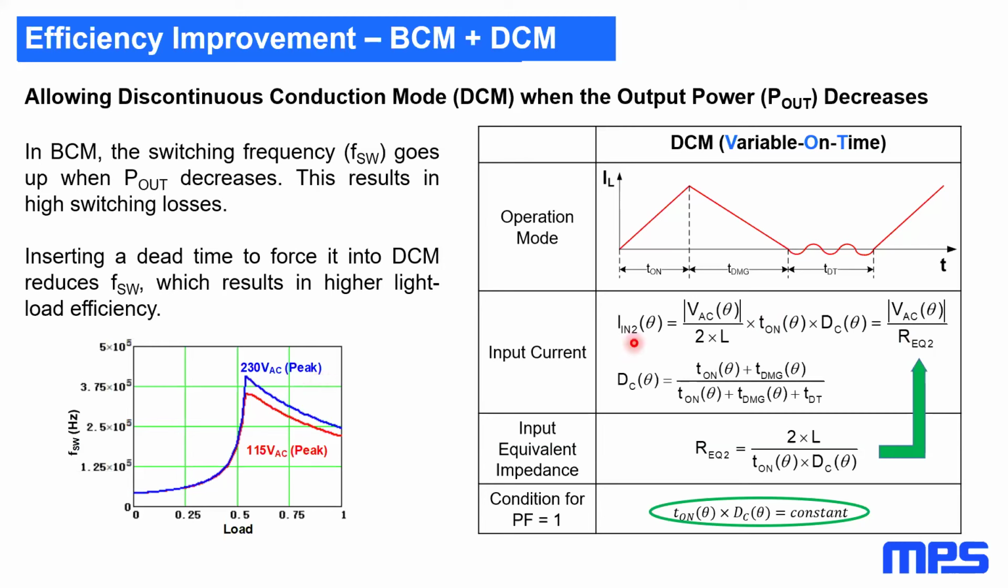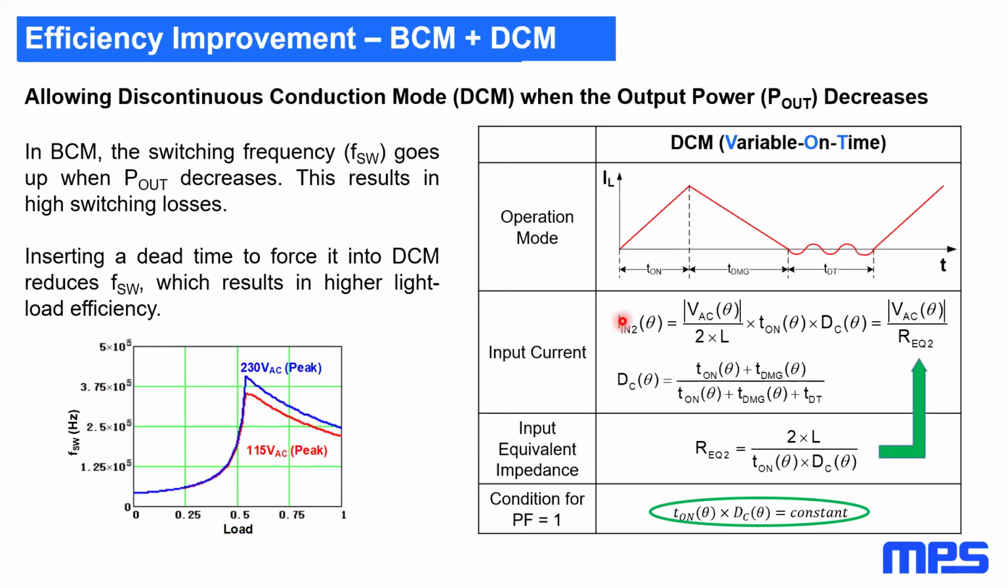But if, again, we look at some equations here of this constant on time boost control. So now we're adding some dead time before the next conduction time. This allows us to increase the off time, and so to ensure that we are in discontinuous conduction mode. So instead of restarting the MOSFET right away, we wait for some time to be fully discontinuous.